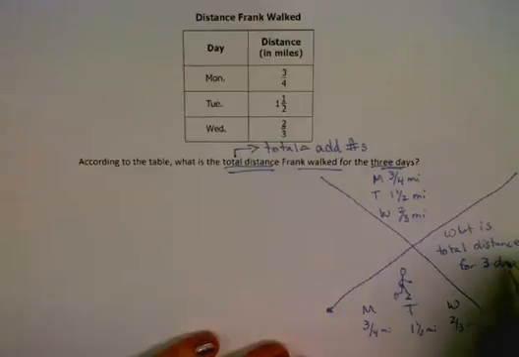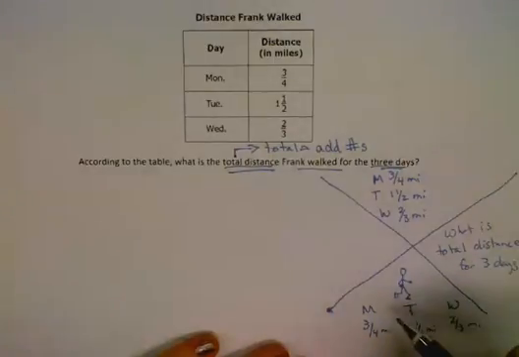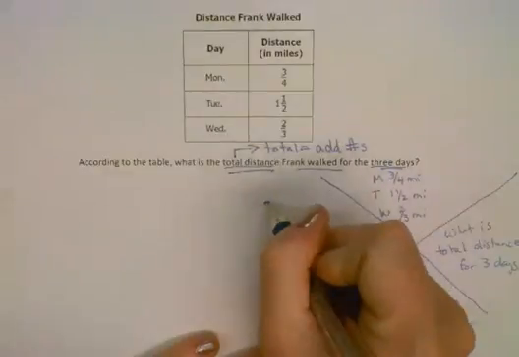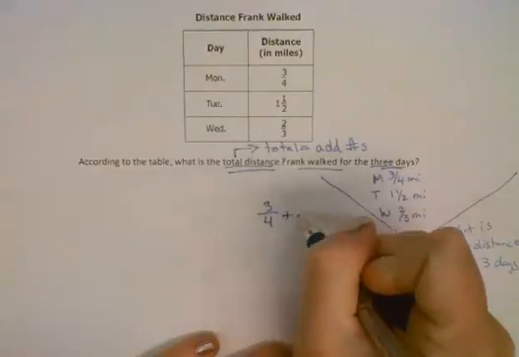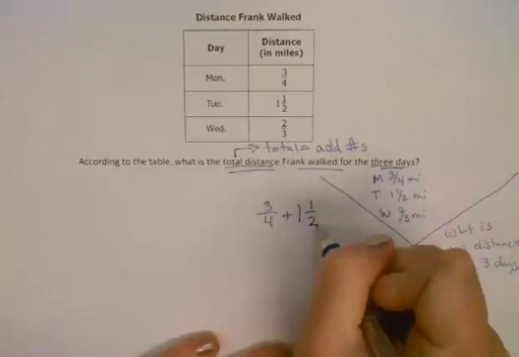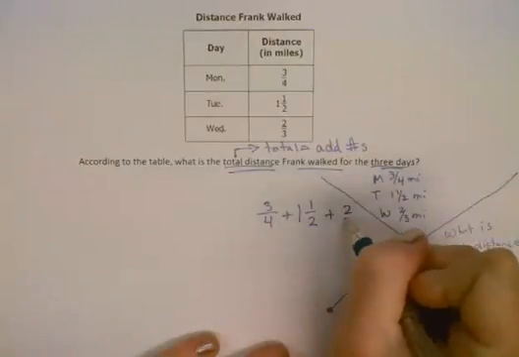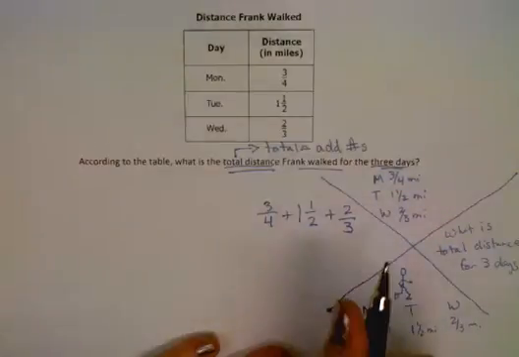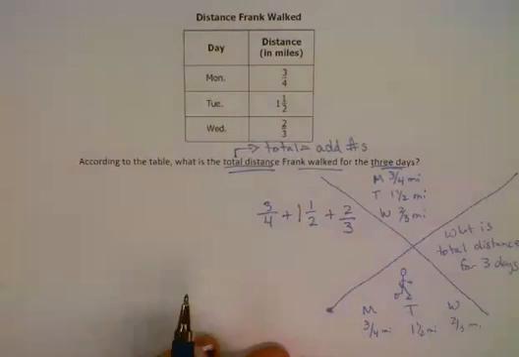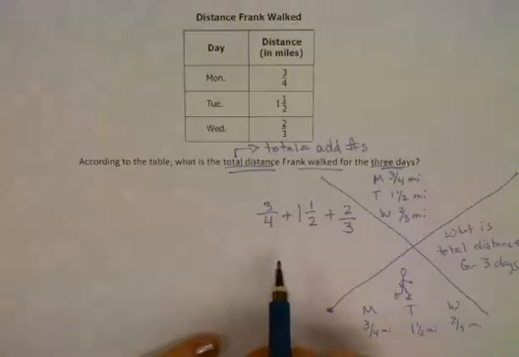Because we want the total, I have an idea that I want to add these together. So 3/4 plus 1 1/2 plus 2/3 should give us the total distance he walked for those 3 days. I also want to make sure my answer is reasonable, so I want to estimate first.